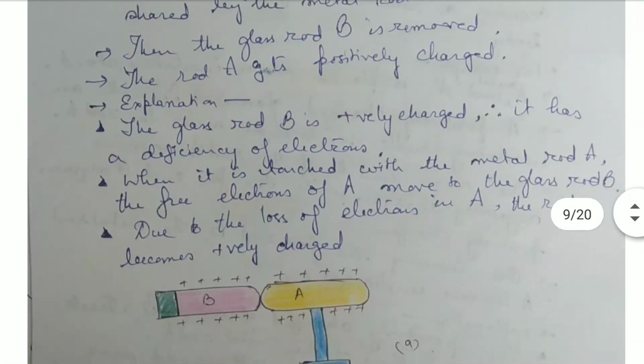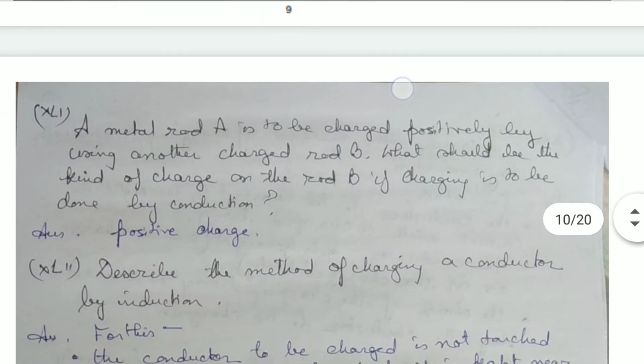What happens? The glass rod B is positively charged, therefore it has a deficiency of electrons. And when it is in contact with metal rod A, the free electrons of the metal rod A get transferred to the glass rod. Therefore the metal rod will have a deficiency of electrons and it will get positively charged. Okay. Now a metal rod A is to be charged positively by using another charged rod B. What should be the kind of charge of the rod B if charging is to be done by conduction? Obviously positively charged.